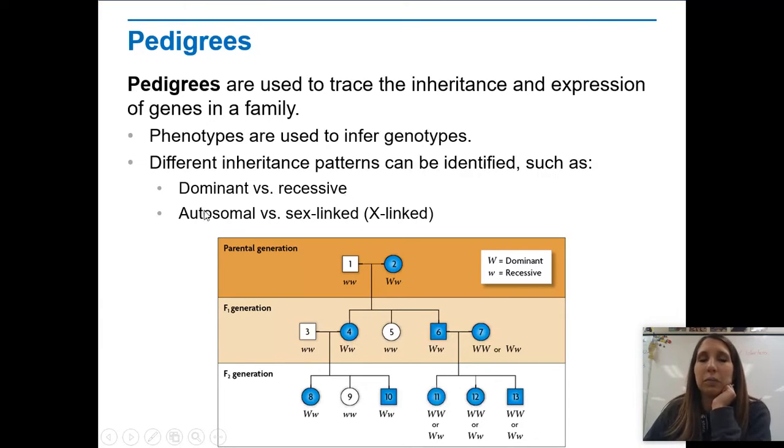We also know it would be autosomal because it's not represented as being attached to that X chromosome, right? We could also say it's autosomal because I have females that are affected, and actually I've got more females affected than males. That will not happen if it's something that's sex-linked, okay? That's just one of those rules we'll talk about with pedigrees as we go through them.